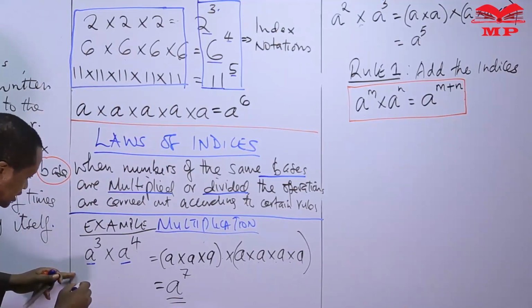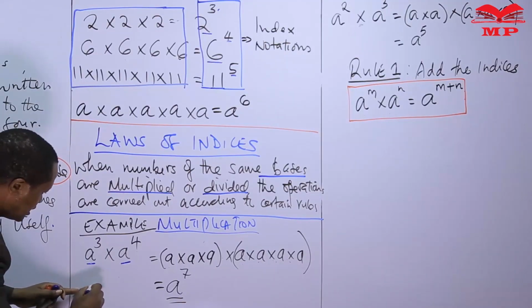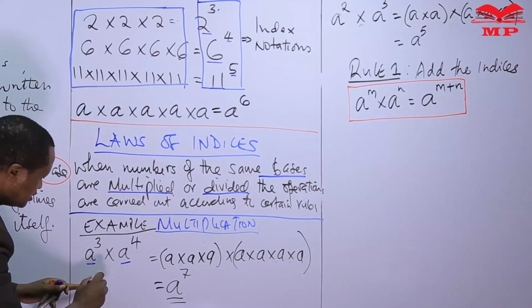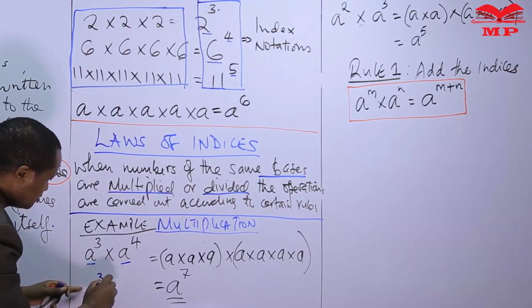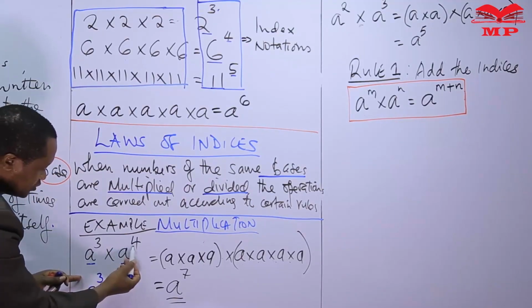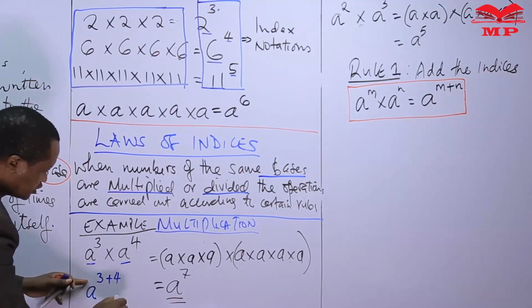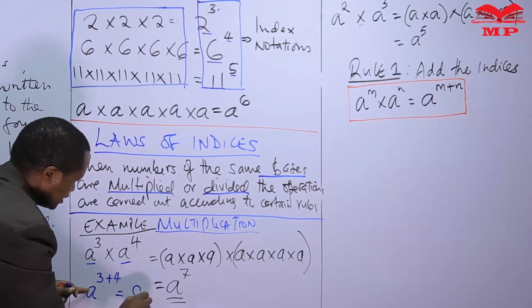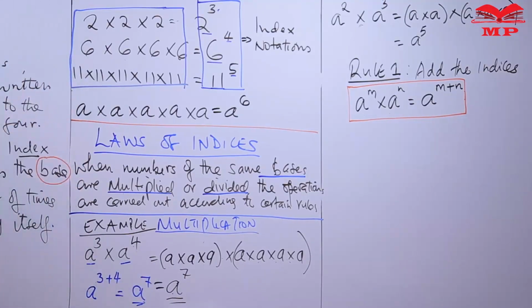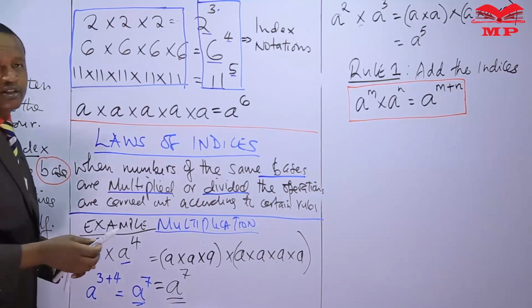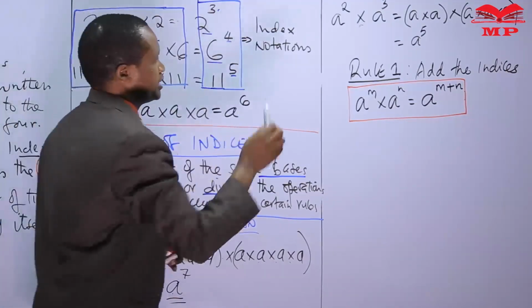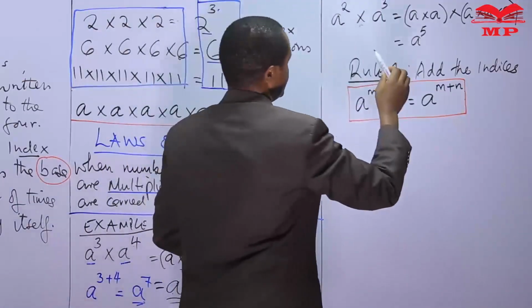So in this case, it will be A raised to 3 plus 4. The indices are 3 and 4, so this would be equal to A raised to 7, as is the case here. When multiplying numbers of the same base, add their indices.